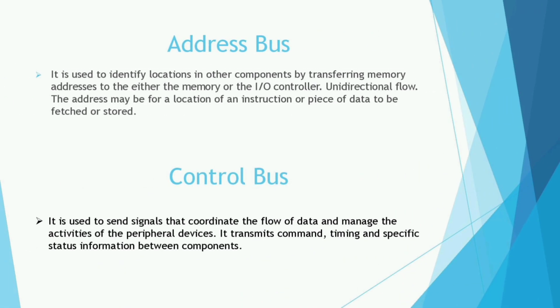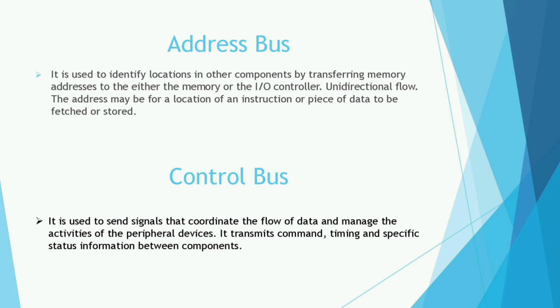Hello everyone, my name is Patrice Adlino and I'm here to explain the address bus, control bus, and data bus. I'll start with the address bus. The address bus is used to identify locations in the components by transferring memory addresses to either the memory or the input output component in a unidirectional flow. The address may be for a location of an instruction or piece of data to be fetched or stored. So the address bus is used to transfer data between devices that are identified by the hardware address of the physical memory, which is stored in the form of binary numbers to enable the data bus to access memory storage.